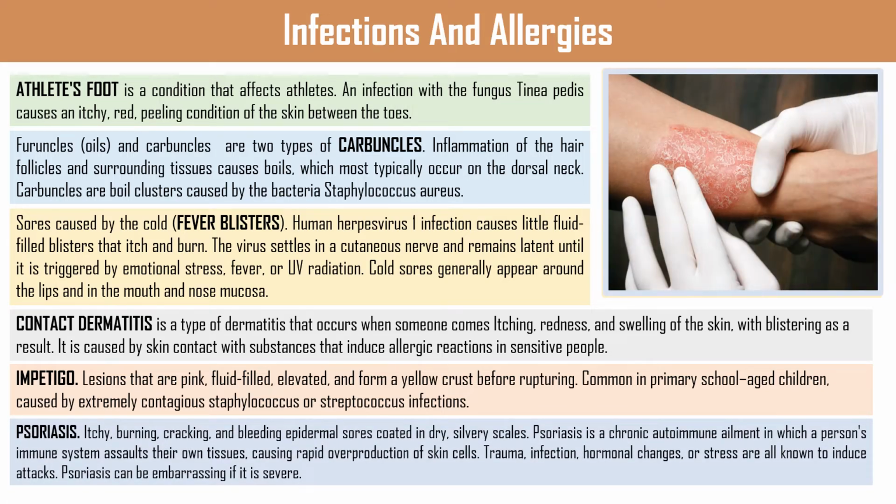Psoriasis. They are itchy, burning, cracking, and bleeding epidermal sores coated in dry, silvery scales. Psoriasis is a chronic autoimmune ailment in which a person's immune system assaults their own tissue, causing rapid overproduction of skin cells. Trauma, infection, hormone changes, or stress are all known to induce attacks. Psoriasis can be embarrassing if it is severe.